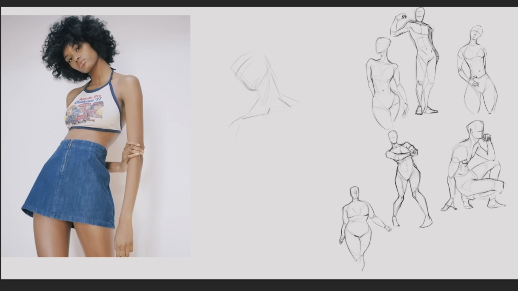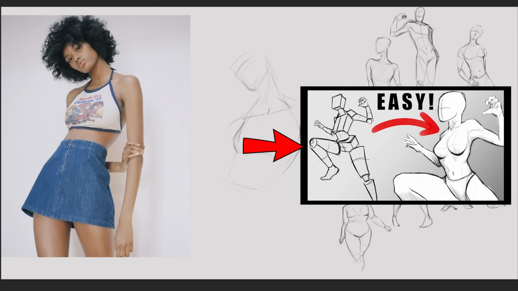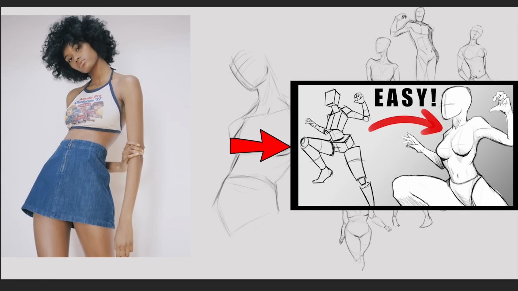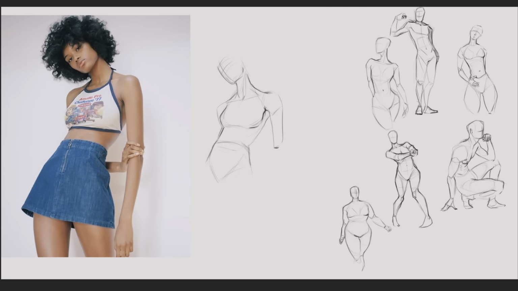So how do we do that? Well, I have a whole video showcasing how I see simple shapes in complex forms, which I'll link at the end of this video, so stay until the end.